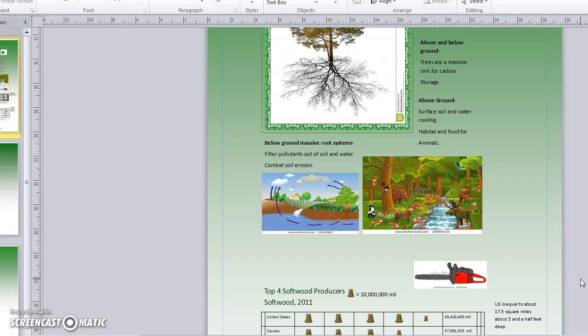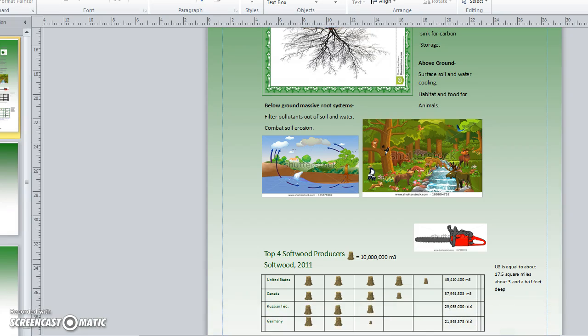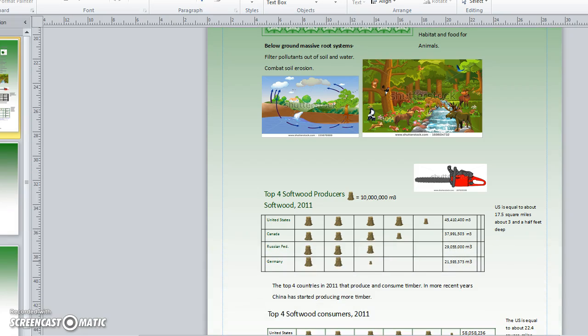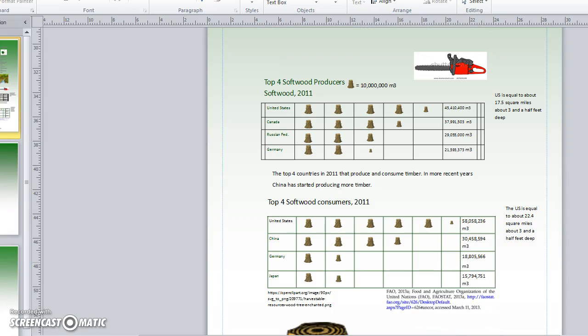The next part was where I tried to use some fun little graphics to show how much timber different countries produce and consume. This was an attempt to show how important trees are to all the people of the world. Kids get that so much is made out of wood, like houses, tables, and chairs, but this is an attempt to give them some scale.